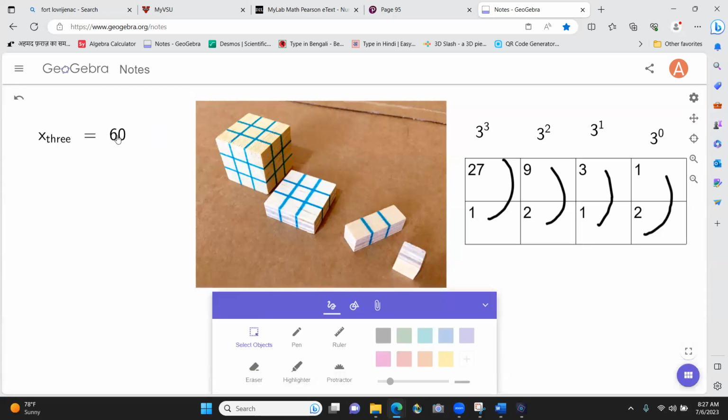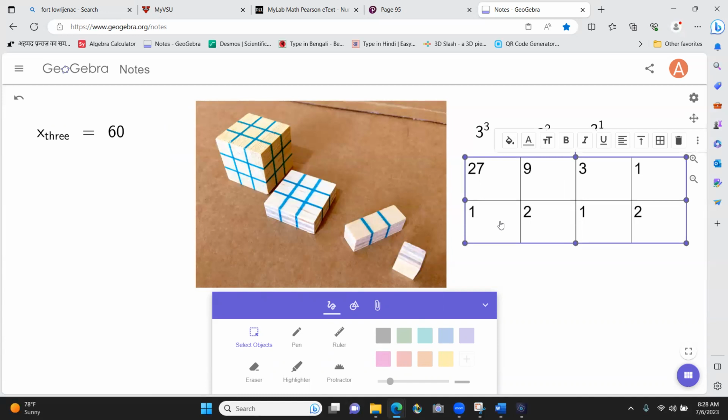So I want you to convert 60, which is in base 10, to its equivalent in base 3. Okay, so what does that mean? 60. So basically, I am going to trade these blocks. Okay, how many of the big ones do I need? We always start with the one on the left. Okay, and you're trading. Look at it this way.